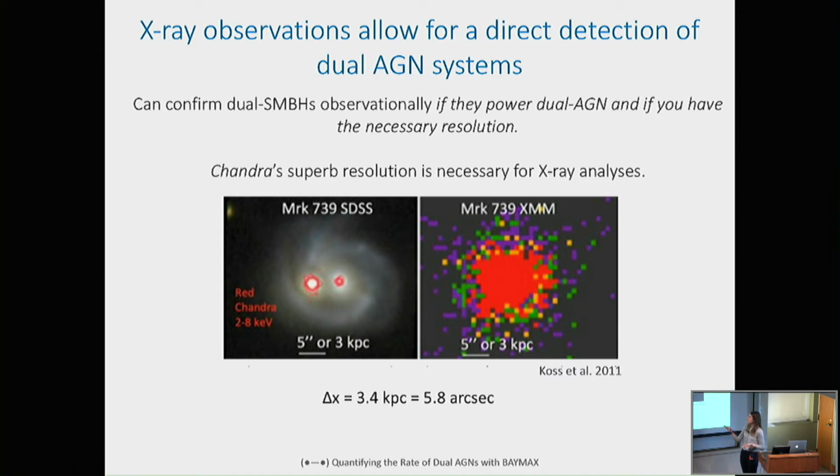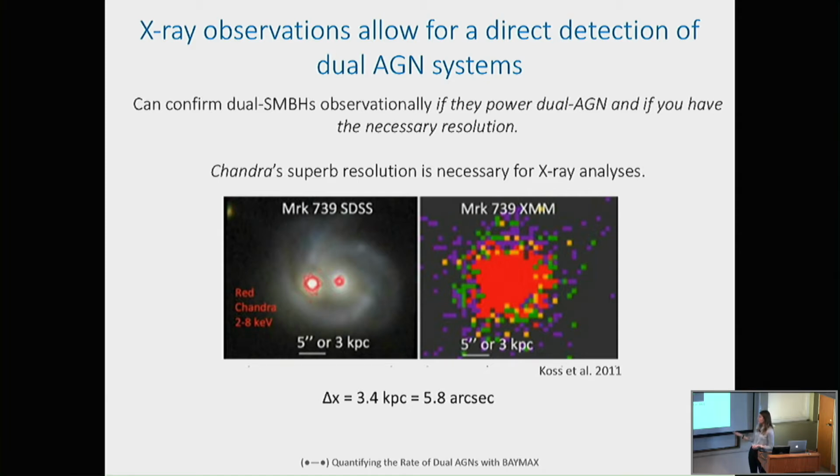This is an example of a dual AGN that was found by Mike Koss using Chandra. Sorry, can you see these two red detections? They are the two Chandra detections, and they're being overplotted on the optical image. You can see that the Chandra detections nicely coincide with two optical cores. If you compare this field of view to XMM's field of view, you'll see why for this case it was necessary that you have Chandra to find the source.